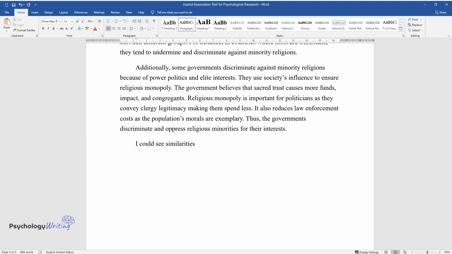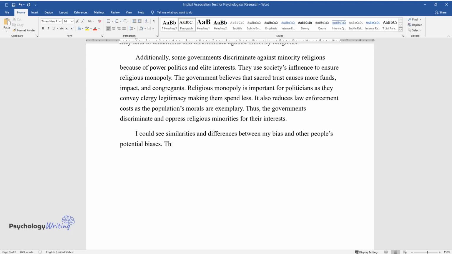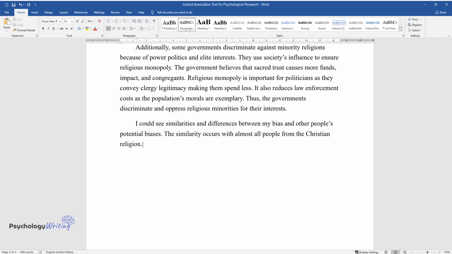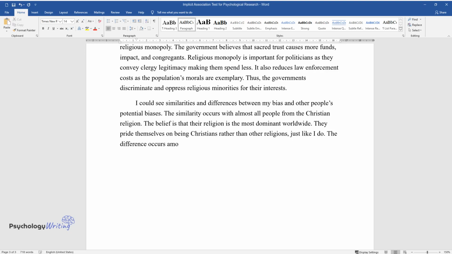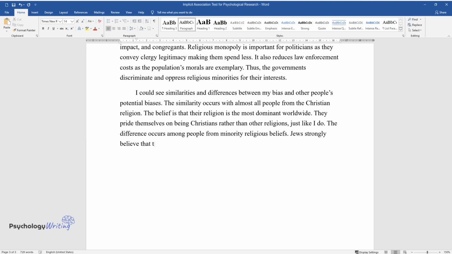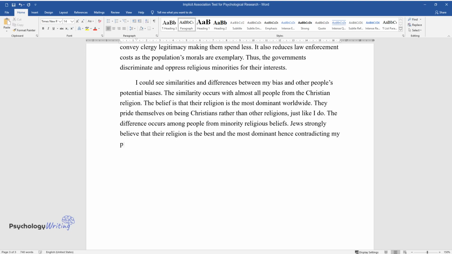I could see similarities and differences between my bias and other people's potential biases. The similarity occurs with almost all people from the Christian religion. The belief is that their religion is the most dominant worldwide. They pride themselves on being Christians rather than other religions, just like I do. The difference occurs among people from minority religious beliefs. Jews strongly believe that their religion is the best and the most dominant, hence contradicting my personal bias.